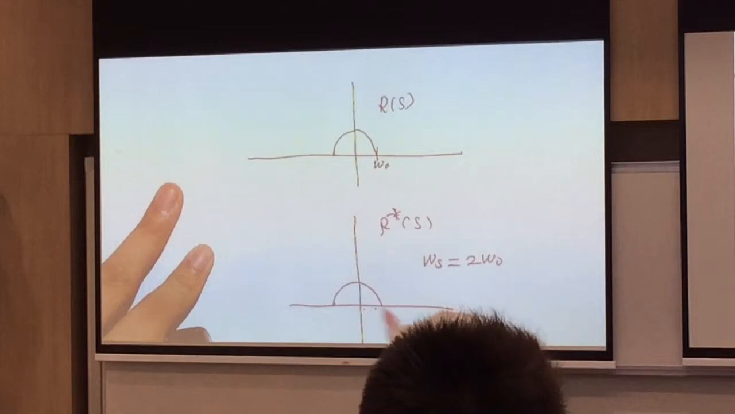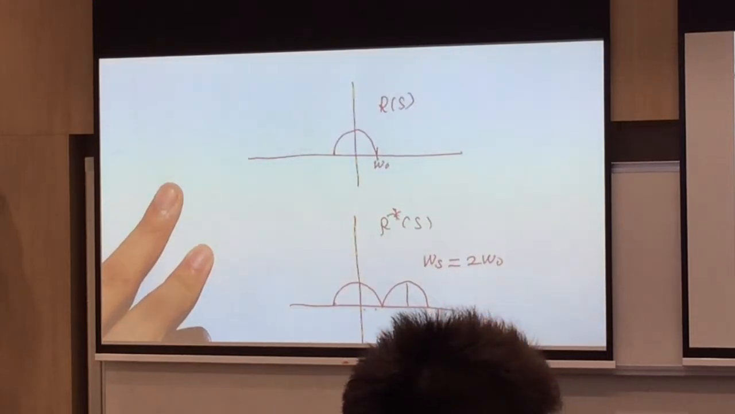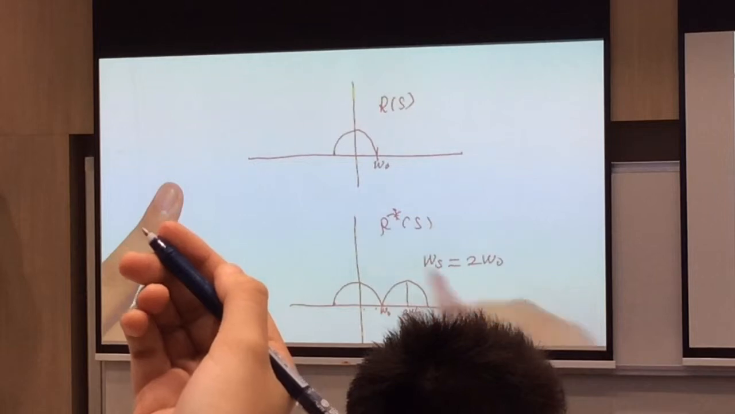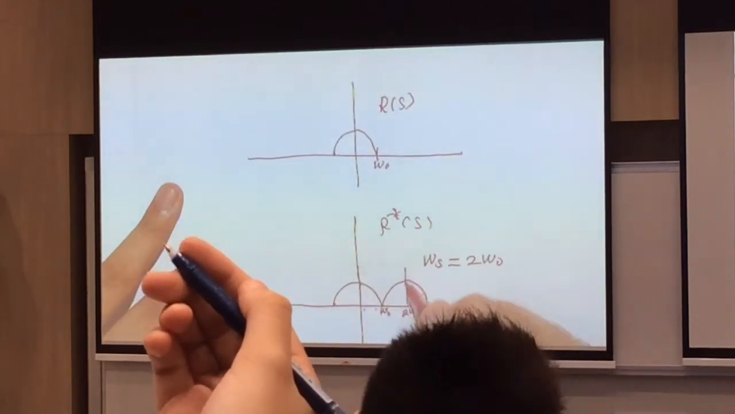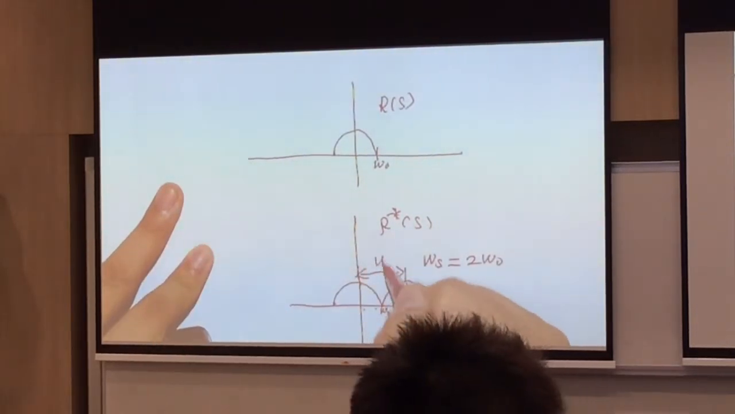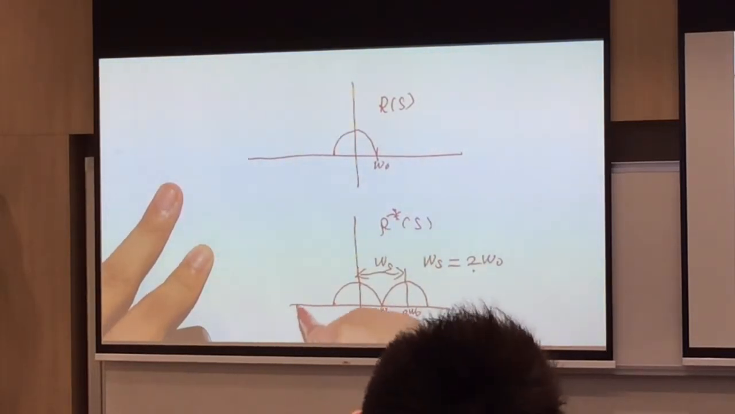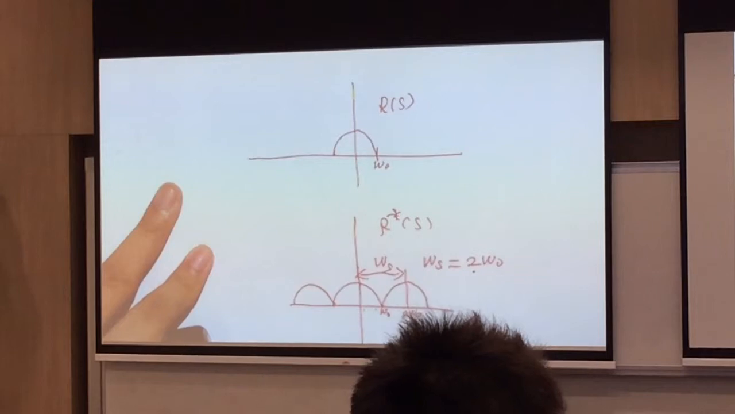This one is omega naught, and you have a 2. So you shift this one to here, and you get this one. You see this one is omega naught, then this one is 2 omega naught, right? And the difference between the two is your omega s. And this is your aliasing. You don't have any overlapping at all.